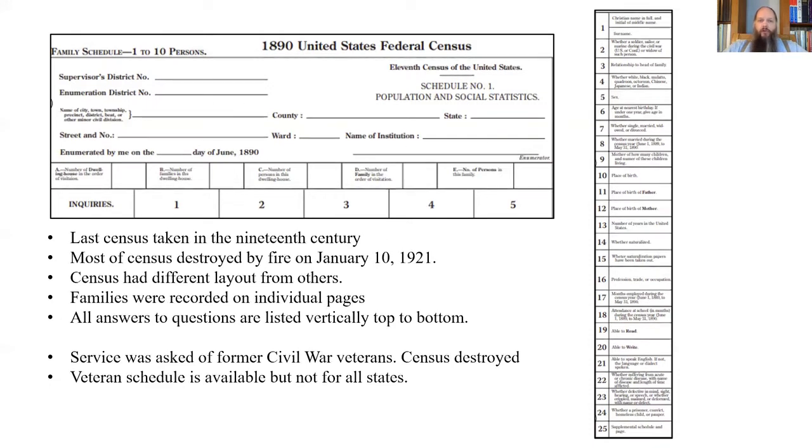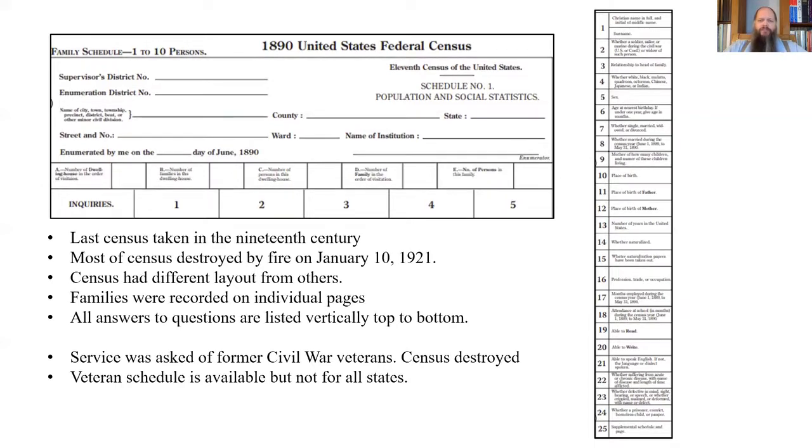There was service asked during the regular return of former Civil War veterans, although there was a special return that was taken, but it was actually part of the original 1890 return. And it was one of the early questions asked as part of question two. Again, just to recap that the veteran schedule is not available for all states.